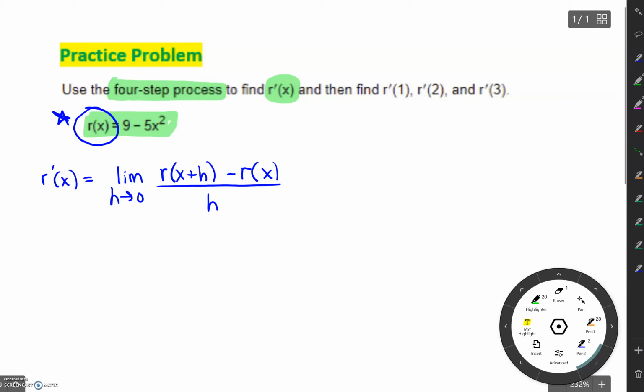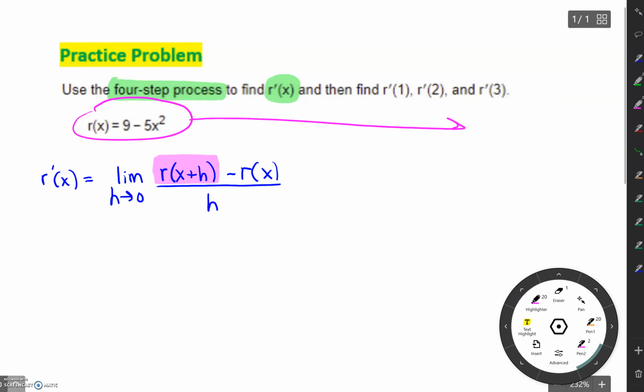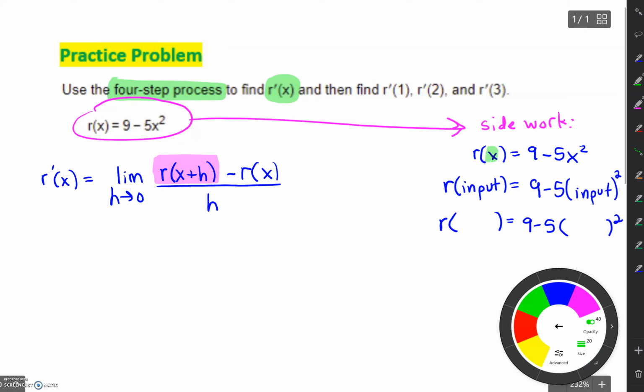Okay, so setting up this limit was calculus. Now we're going to do a whole bunch of algebra to find this difference quotient and then simplify it. So let's start by finding r of the input x plus h. So we're going to take our function rule here and do some side work. Our function is defined to say if you input an x into the function, you follow the calculation 9 minus 5 times that input squared.